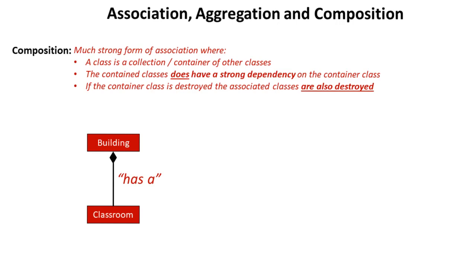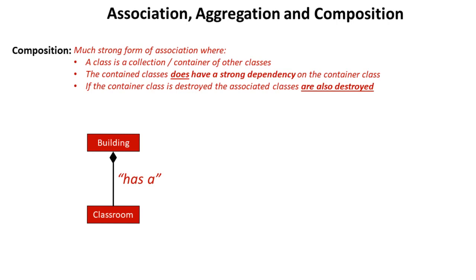Composition is a much stronger form of association. A class is a collection or container of other classes, just like before. However, this time, the contained classes do have a strong dependency on the container class. If the container class is destroyed, the associated classes are also destroyed.